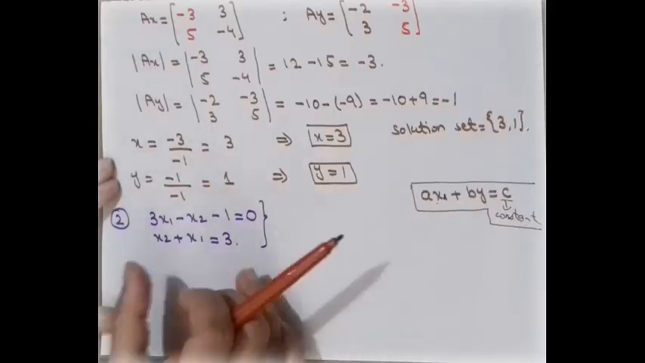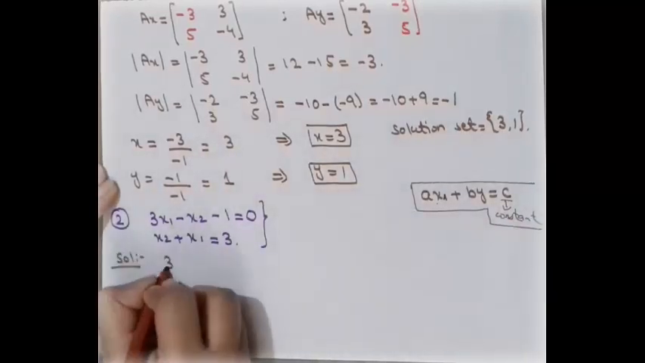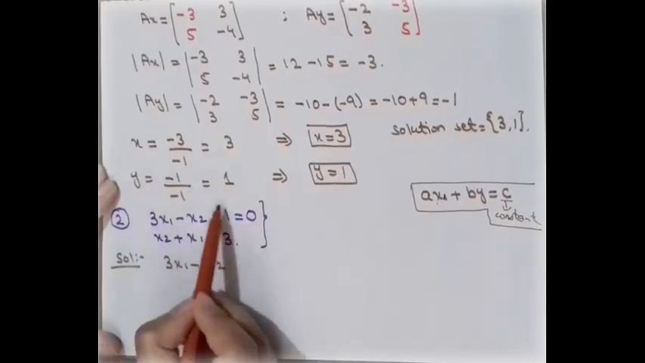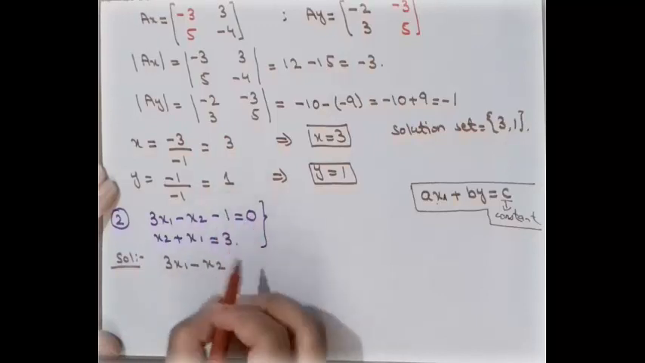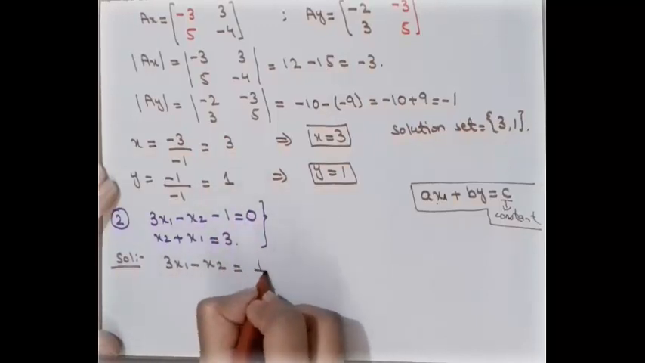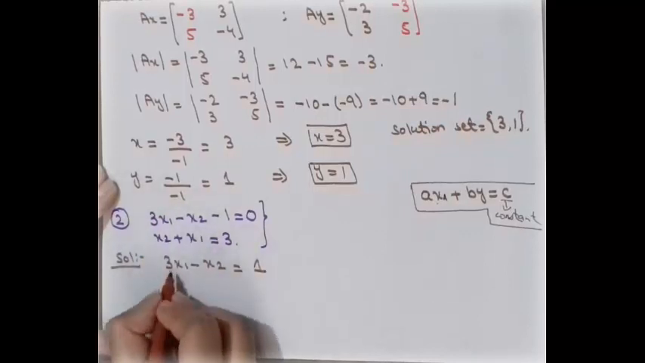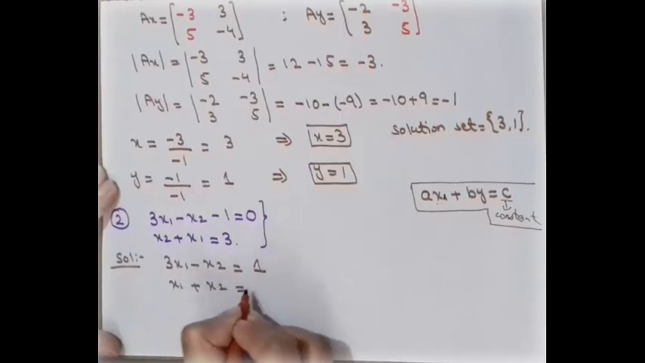So the first step is to write them in the standard form, like this: 3x1 minus x2, and move this -1 to the right side of the equal sign, so it will be +1. And the second equation we can rewrite as x1 plus x2 equals 3.